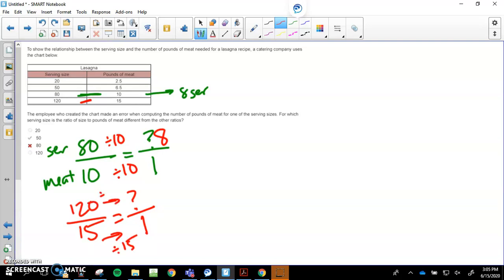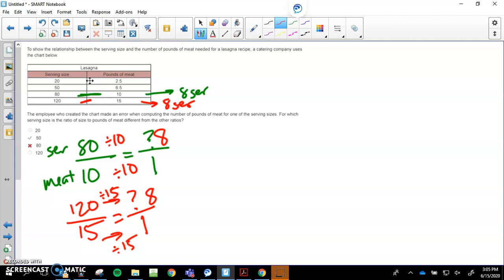120 divided by 15. Now, I'm not going to show the math, okay, because I want you to try it on your own, and also I want to make the video kind of quick. But if I do 120 divided by 15, that actually gets me 8. So over here, we notice that that's also 8 servings for 1 pound of meat. So whoever did this recipe and this recipe, they used the same ratio. 8 servings was for 1 pound of meat.